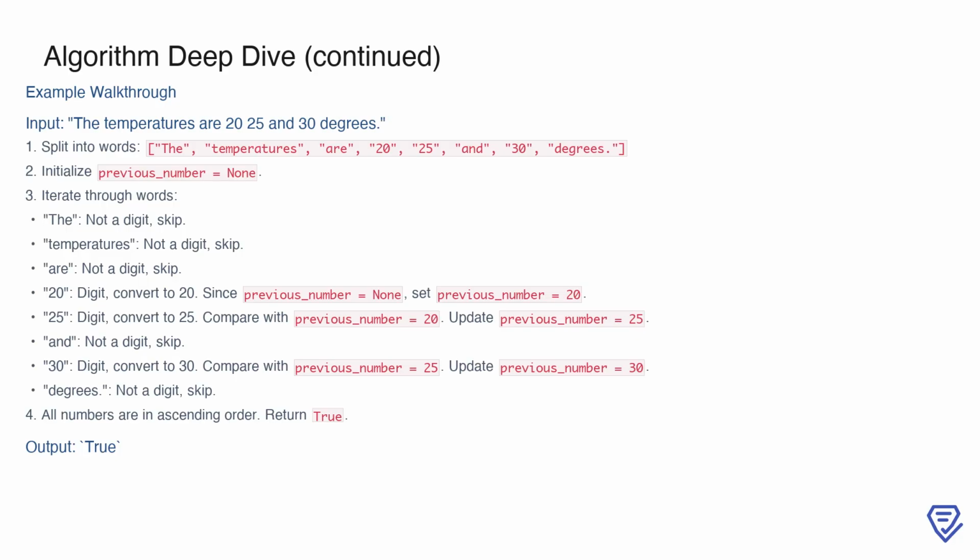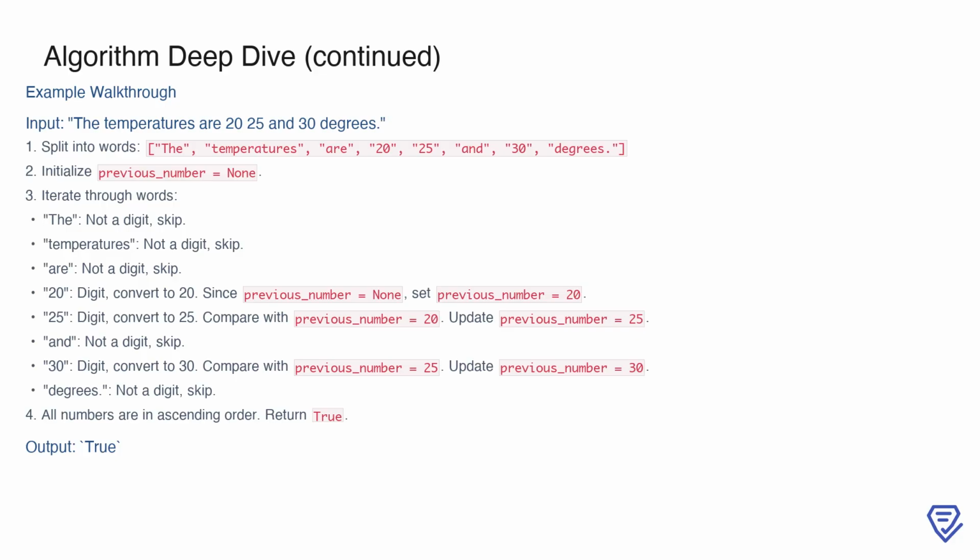When we reach 20, it passes the isdigit check, so we convert it to 20. Since prev_number is None, we set prev_number to 20. Next, we process 25, which is also a digit. We compare it with prev_number, which is 20, and since 25 is greater, we update prev_number to 25. We skip the word "and" because it's not a digit.